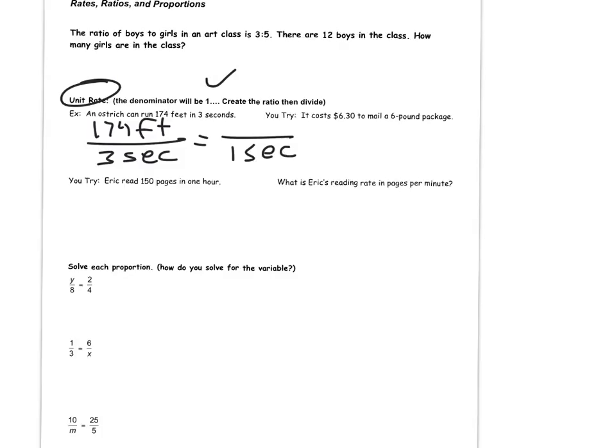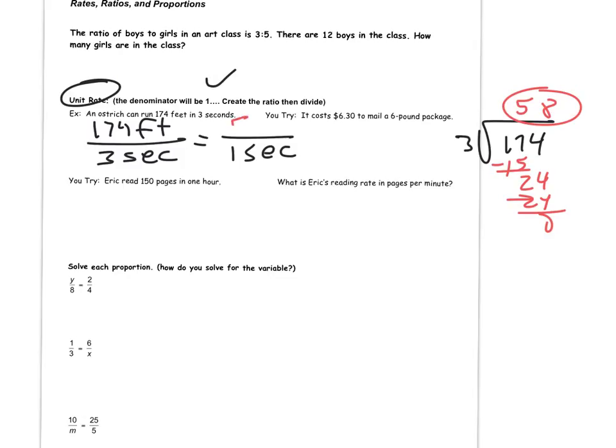Now remember, what we're going to do is divide 174 divided by 3. So I'm going to come over here and do that. 174 divided by 3. 3 goes into 17 5 times. 5 times 3 is 15. Subtract, bring down your 2, bring down your 4. 3 goes into 24 8 times. So that counts out to 0. So it goes 58. We're going to put that 58 up here. And remember, put your feet. So that means an ostrich can run 58 feet every second. So remember, you're dividing by 3. You divide by the denominator in order to get the unit rate.